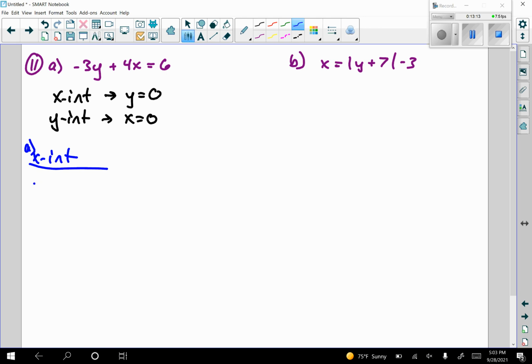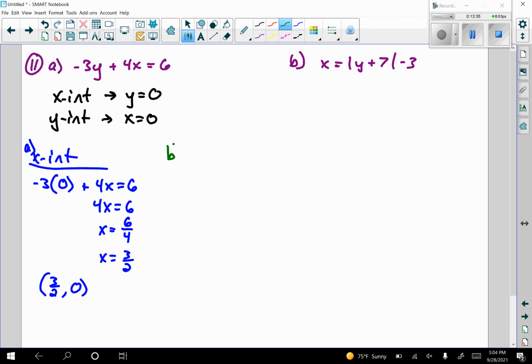So I'm going to have negative 3, we're substituting in 0 for y. So negative 3 times 0 plus 4x equals 6. So this just goes away, turns into 0. So we get 4x equals 6. X equals 6/4 or 3 halves. So the ordered pair of the x-intercept is 3 halves, comma 0.